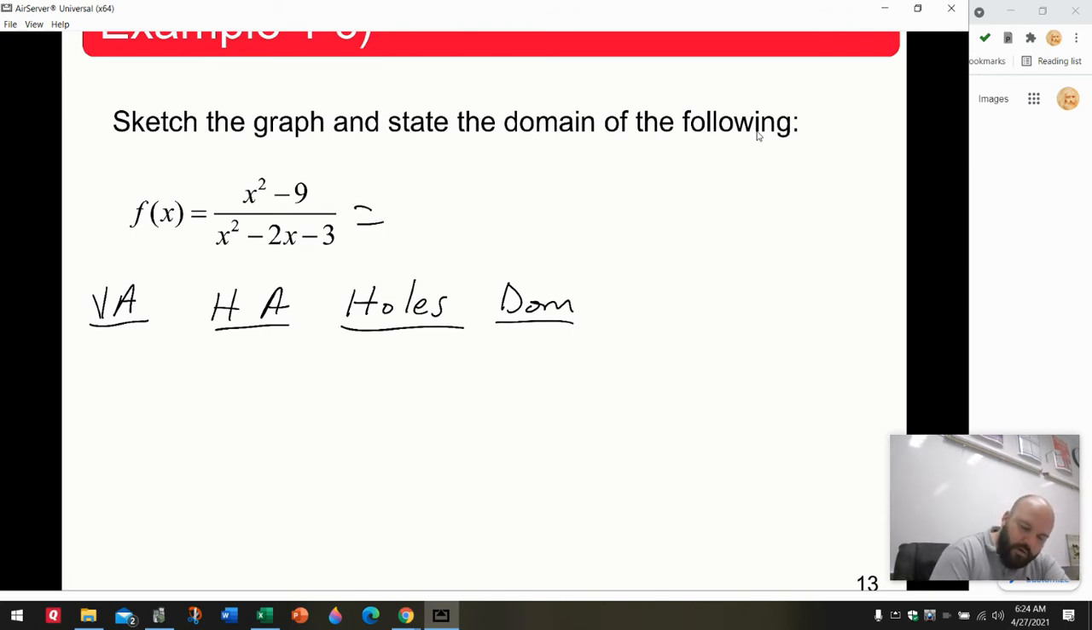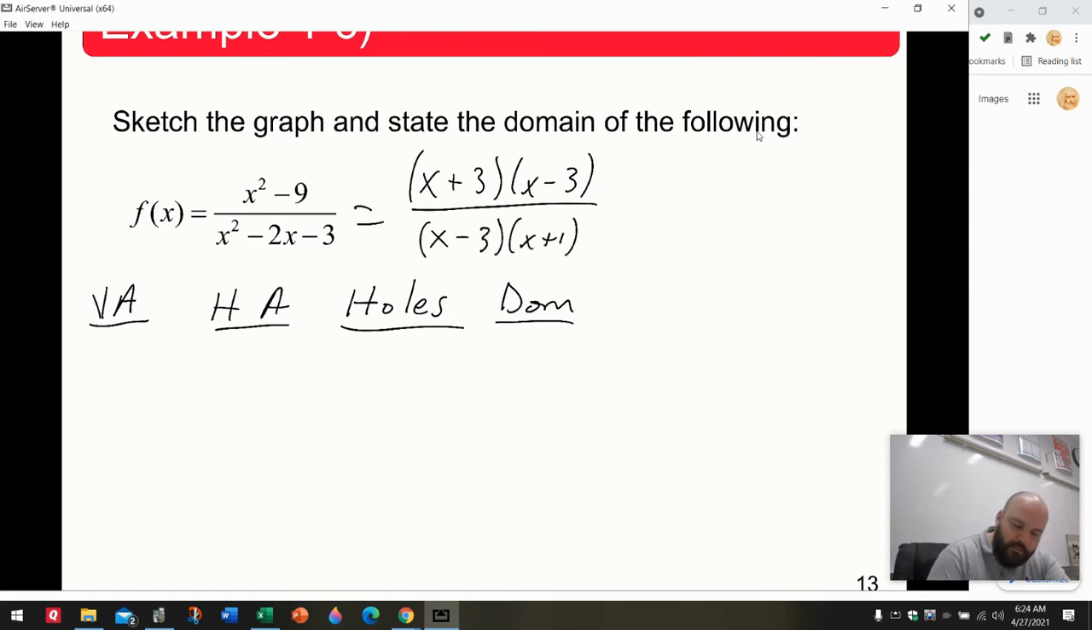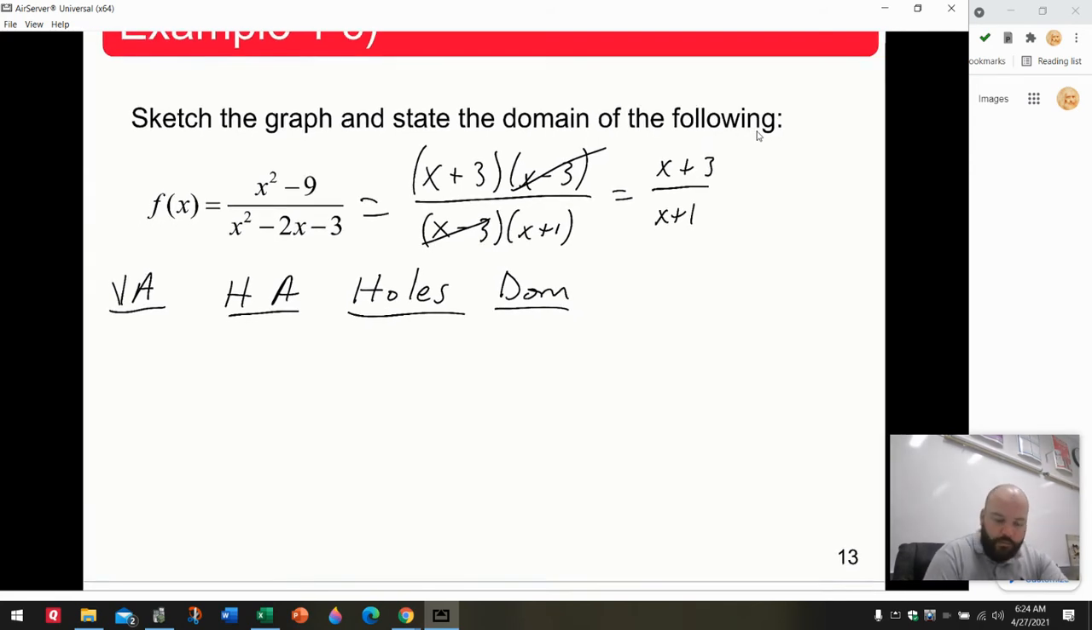I do always want to factor the numerator and the denominator first. So you can see this would become x minus 3 and then x plus 1. Now the reason why I did that is you can see there is a common factor of x minus 3 that will cancel out. So we're left with x plus 3 over x plus 1. Now that's going to create a hole.